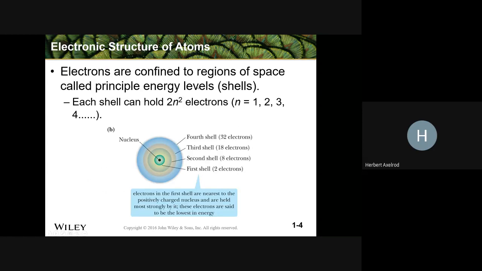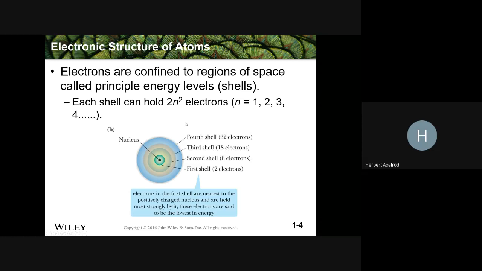Okay, so we're going to talk a little bit about electronic structure. It is the arrangement and behavior of electrons that actually underlie chemistry. It's the sharing of electrons between different atoms, or the transfer of electrons between different atoms. Electrons are confined to regions of space or certain energy levels called principal energy levels. Each energy level can hold up to 2n² electrons, and the different energy levels are n equals 1, 2, 3, 4, 5, 6, and 7.